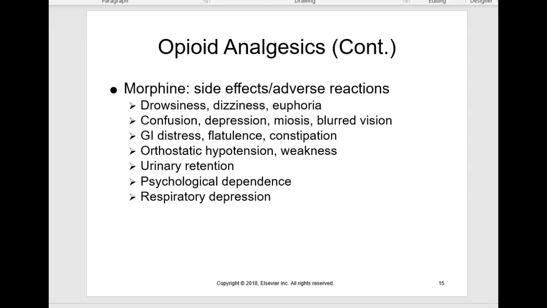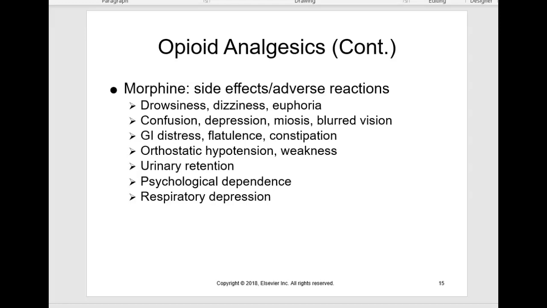So some of the side effects we see are because the medication, morphine is your prototype medication, is affecting the central nervous system: drowsiness, dizziness, euphoria, confusion, all affecting the central nervous system. It's not the peripheral nervous system, but actually the brain that's being affected. Miosis is a term you should know. It means constriction of the pupil, can affect vision. GI distress, constipation is a big one. Our patients taking opioids are at risk for constipation, so we're going to want to evaluate that.